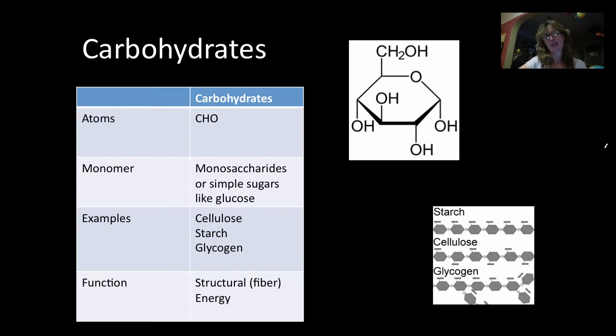Examples of carbohydrates are cellulose and starch, which are found in plants, and glycogen, which is found in animal cells. And as you can see by looking at the diagram over here, starch is a polymer of individual glucose monomers. The same thing with cellulose and glycogen.